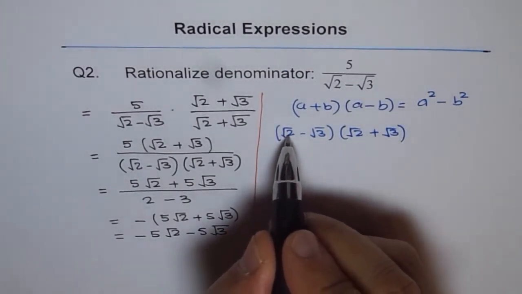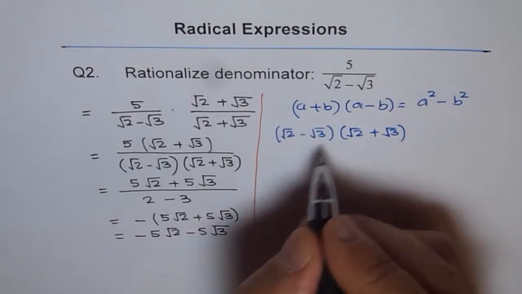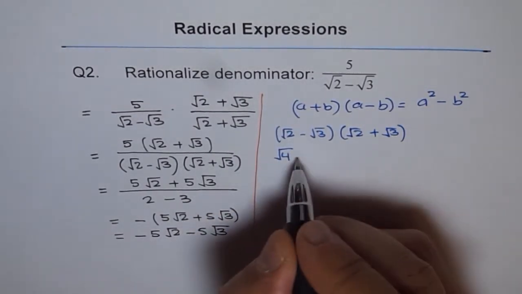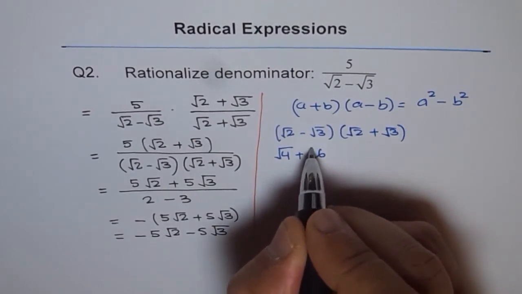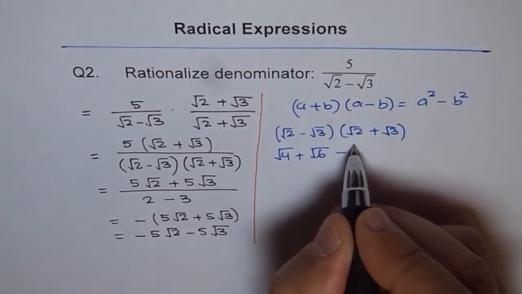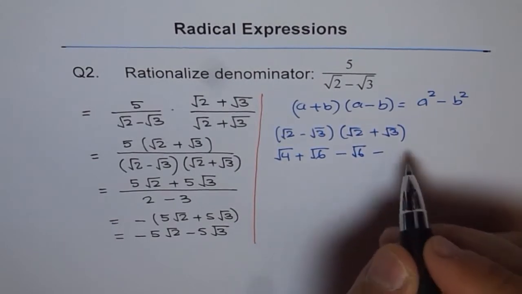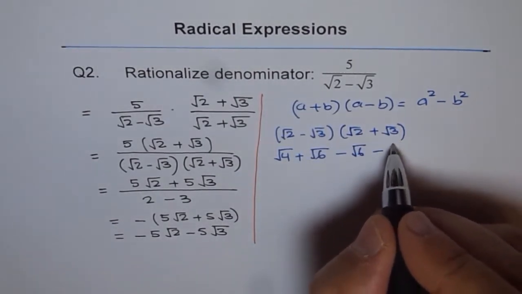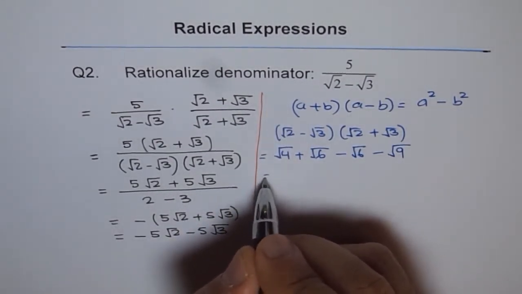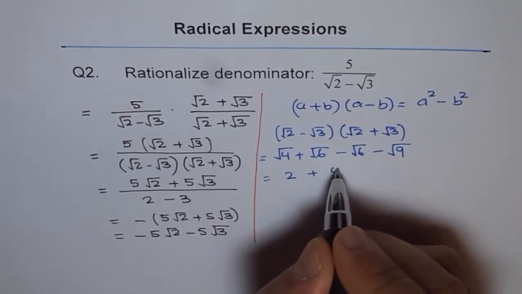So when you multiply square root 2 by square root 2, you get square root 4, right? So let me first write square root 4 here. Then square root 2 times square root 3 will give me plus square root of 6. Now minus times plus is minus, and 3 times 2 is 6, so it's minus square root 6. Minus times plus is minus, and 3 times 3 is 9, so we get square root of 9, correct? Now square root of 4 is equal to 2, and square root 6 minus square root 6 is 0, so I can write 0 here, right?